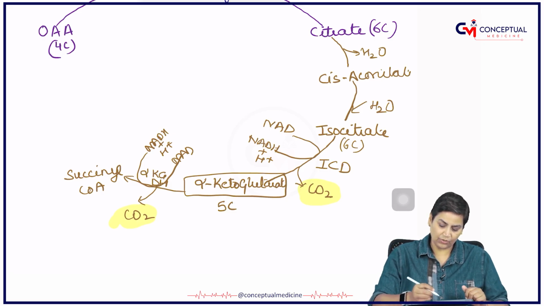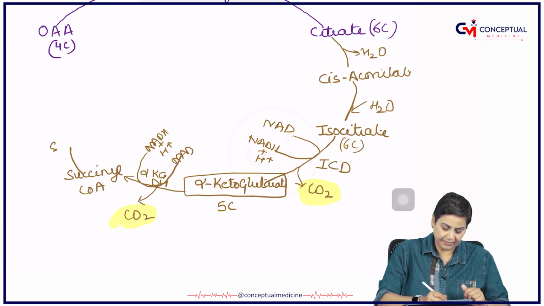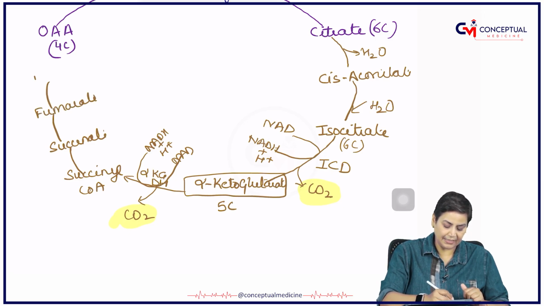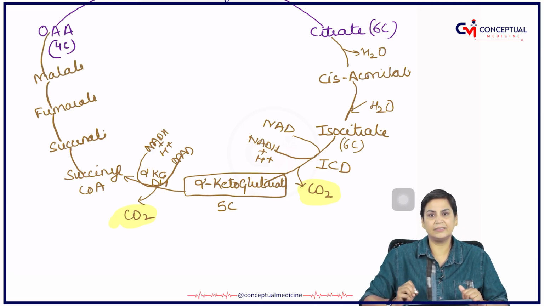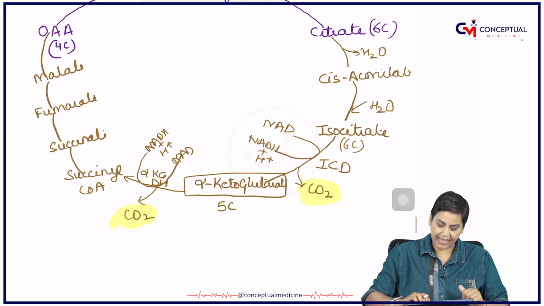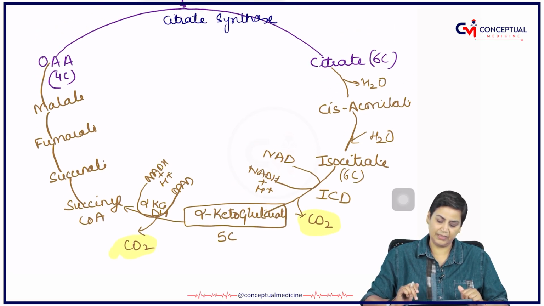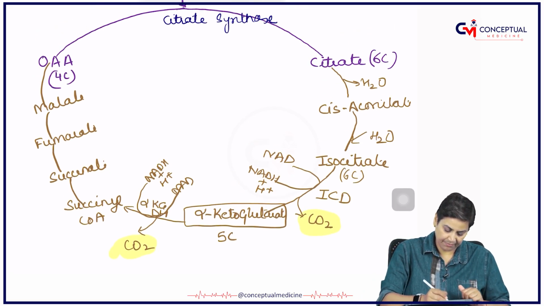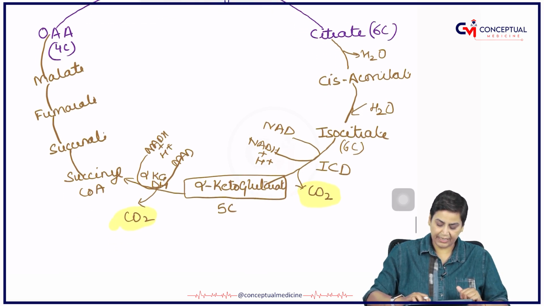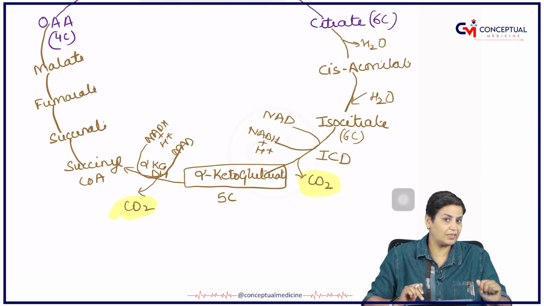So this succinyl coenzyme A will first of all form succinate, which will form fumarate, which will form malate, and this malate will form oxaloacetate. So this is how the entire TCA cycle will be there. Now the question is, what are the enzymes involved in this?